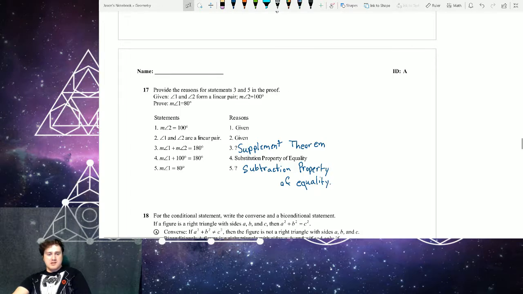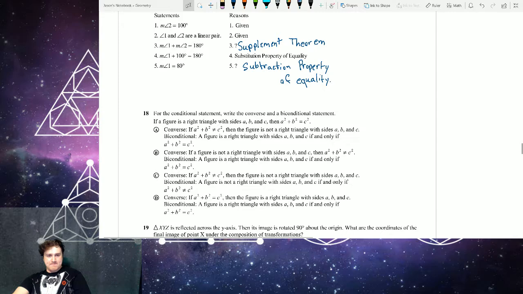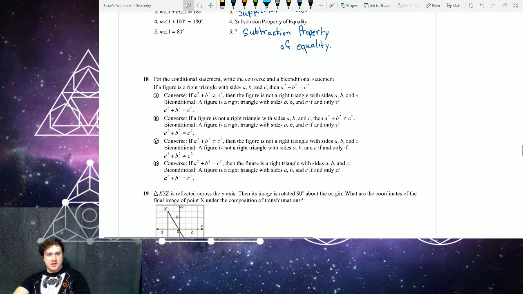Alright, that takes us then to number 8. For the conditional statement, write the converse and a biconditional statement. Their conditional statement is, if a figure is a right triangle with sides a, b, and c, then a squared plus b squared equals c squared. So a converse is when you switch the order.